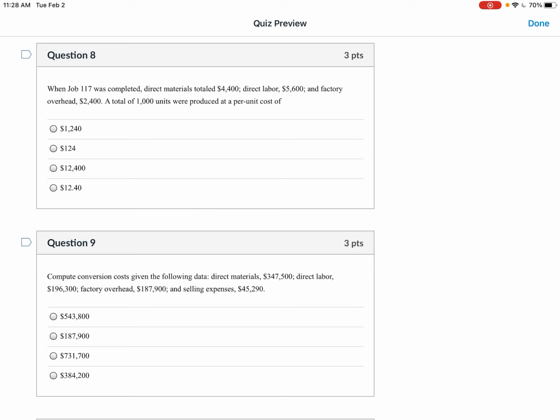But that's basically what it's going to be. You can expect questions based on the terms that we learned, a few questions about job order costing, calculating prime cost, conversion cost, product cost, period cost, things like that.